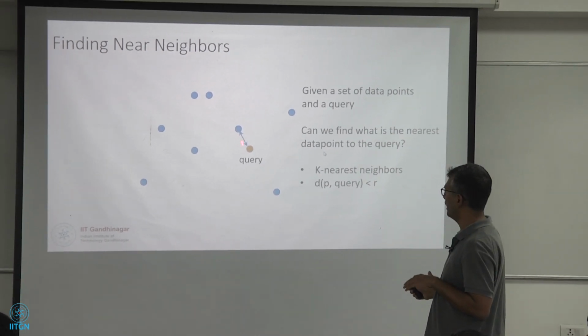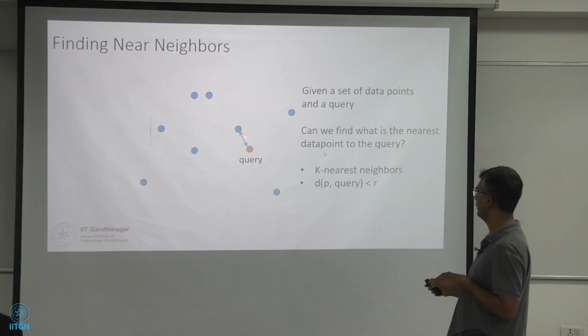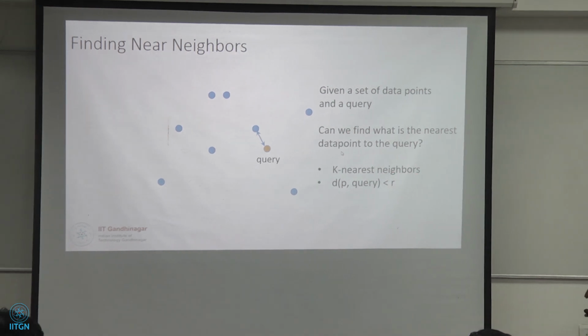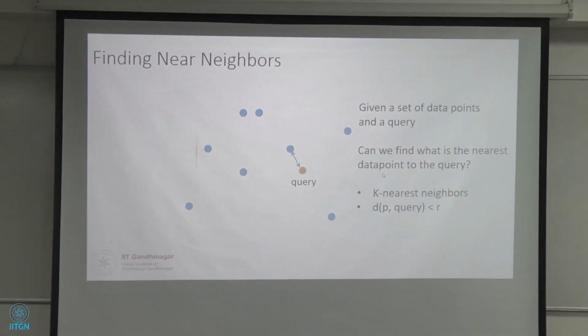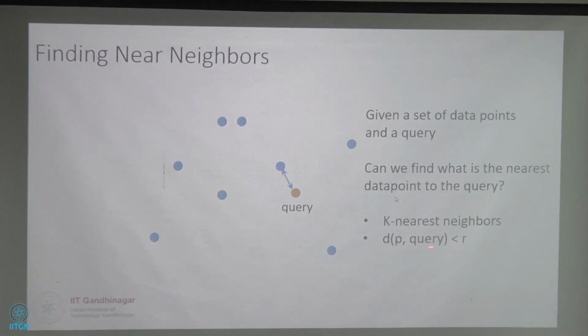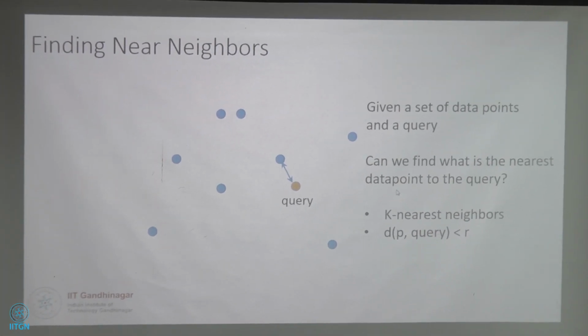For instance, if I'm asked to return the 1 nearest neighbor, it would be this. The 2 nearest neighbors, maybe it is this and this. You have to return these 2 points, these 2 blue points. This is one variant of the question. Another variant of the question is that you might also be given a radius along with the query, and you're asked to return every point within this radius.